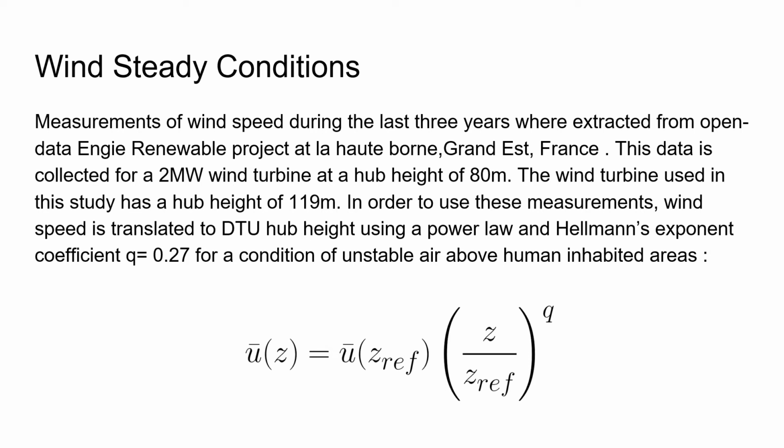Experimental data from the Open Data NREL Renewable Project is used as reference for the wind speed probability distribution. This data is collected at a height of 80 meters. In order to use it properly, the wind speed is shifted to the hub height of the 10 megawatts turbine, equal to 119 meters, using a power law and assuming a condition of air similar to the location of the reference 2 megawatts wind turbine from NREL.